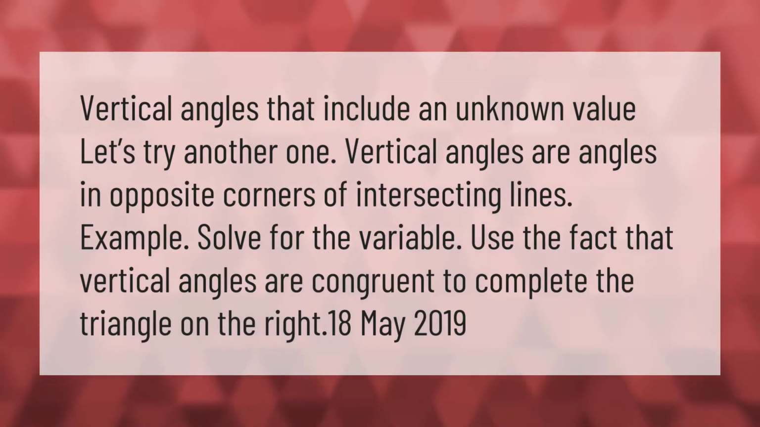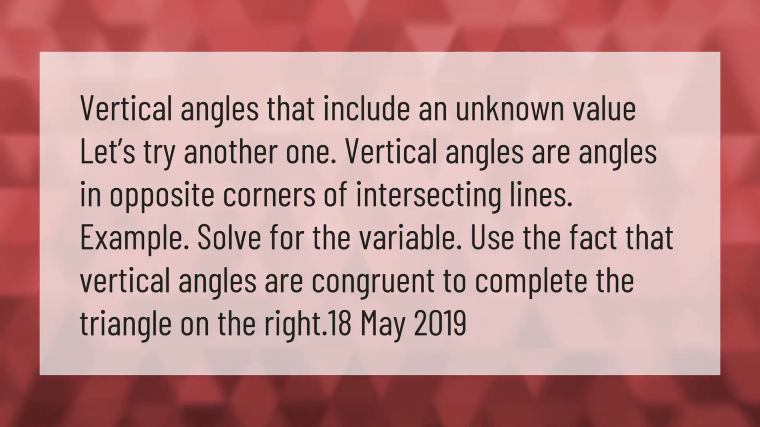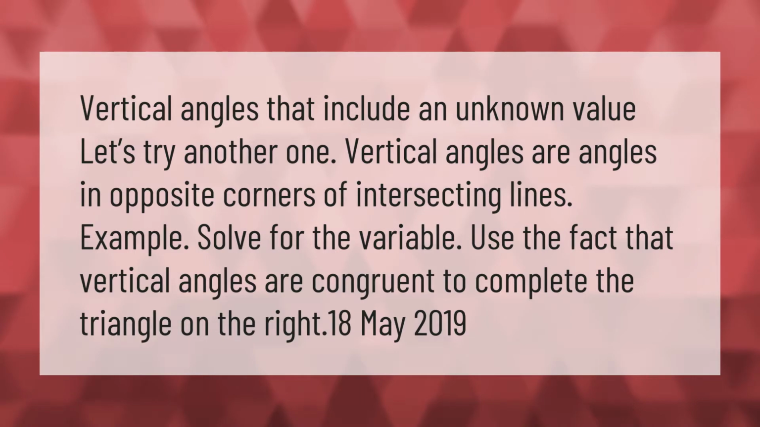Vertical angles that include an unknown value. Let's try another one. Vertical angles are angles in opposite corners of intersecting lines. Example: solve for the variable. Use the fact that vertical angles are congruent to complete the triangle on the right.